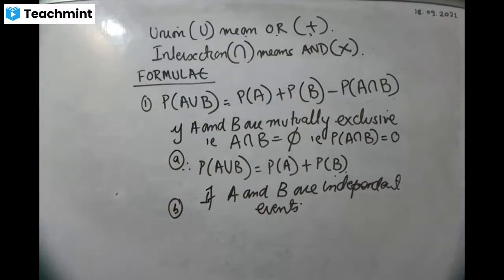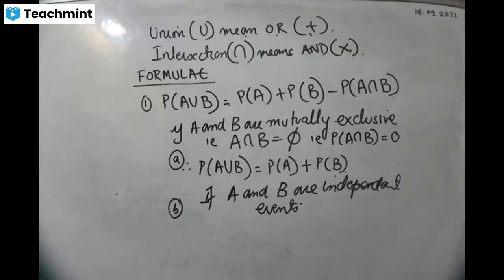If A and B are independent, it means the probability of an event does not depend on the other event. That means both events are independent events. I can give you an example.